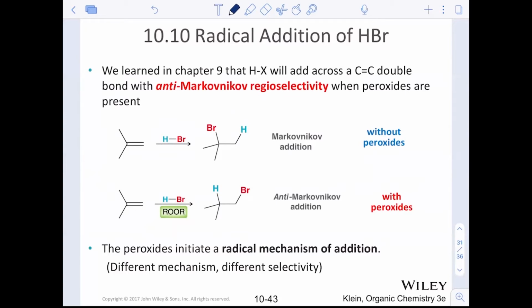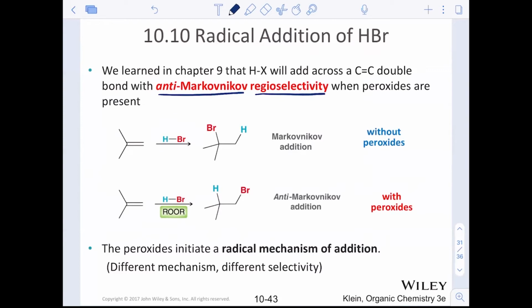Now, this is an anti-Markovnikov regioselectivity. That does not mean that when we throw in a peroxide that we are going to see a carbocation appear on the less substituted center. It does not mean that we are going to see a radical appear on the less substituted center. With peroxides, anti-Markovnikov addition occurs because we are doing a radical mechanism. And so it's a different mechanism, and the actual addition of things, H and Br, are opposite of each other.